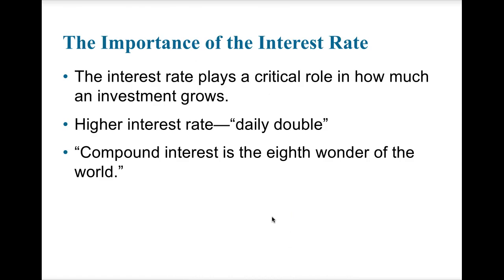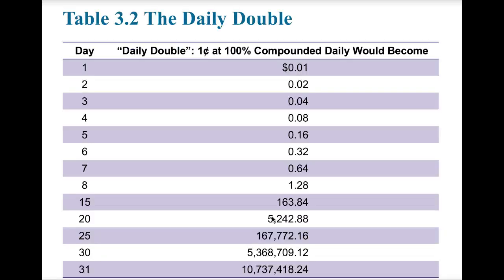So the interest rate is going to be one of the most critical factors in how fast your money grows, and the higher the interest rate, the bigger the compounding, the higher the amount of returns at the end of the day. So if you did a daily double, meaning that you had a 100% compounding rate and you started with a penny, so every year your money doubles basically. So 1, 2, 4, 8, 16, 32, $64. By year 31, you'd have 10 million.